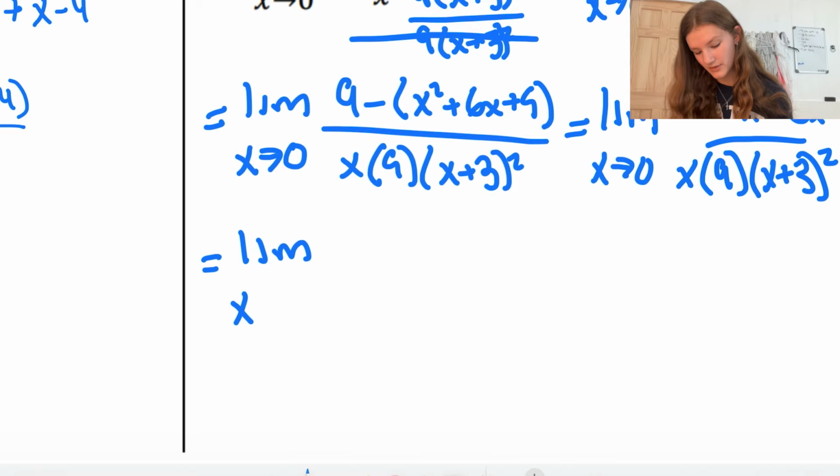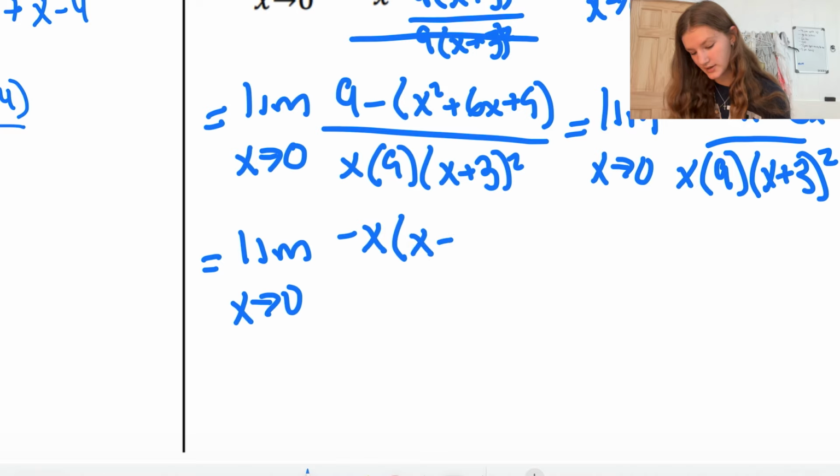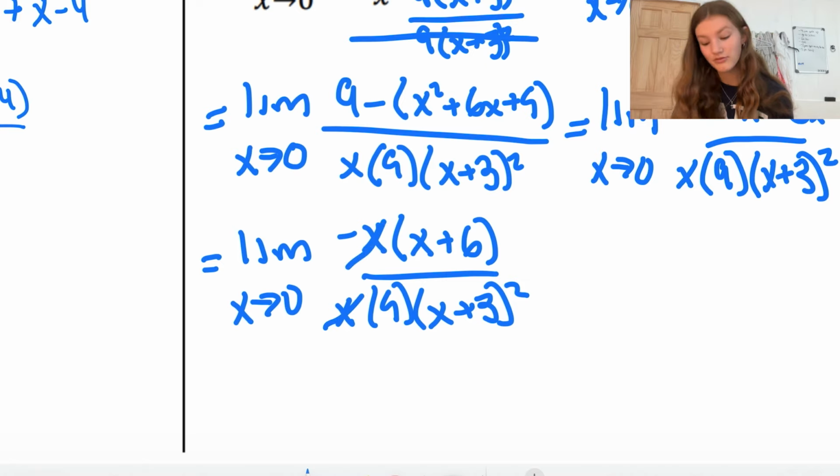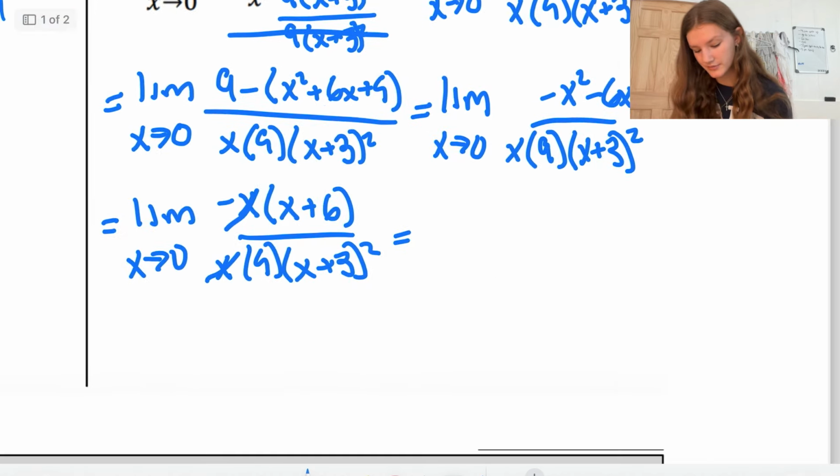Now we have to factor out. What can we do with the numerator? Factor out an x. Or let's factor out a negative x. Negative x times x plus 6, because we factored it out. Okay, over x times 9 times x plus 3 squared. Those cancel finally, but we're left with a negative on the top. Don't forget that negative. Limit as x approaches 0.